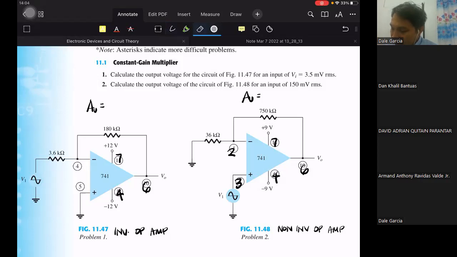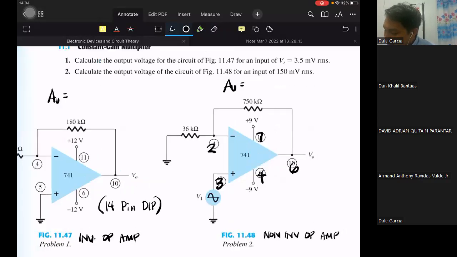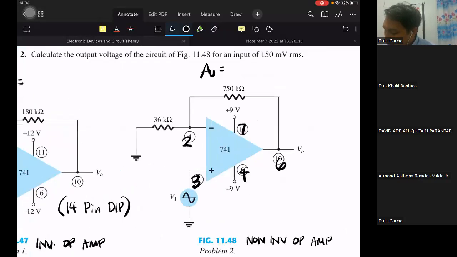So I can just erase that. Sige, I will just specify it also. So this is the 14-pin IC, and let's say this one is our 8-pin IC.